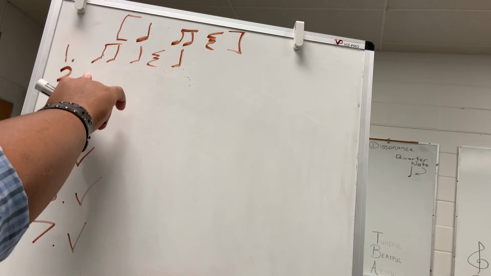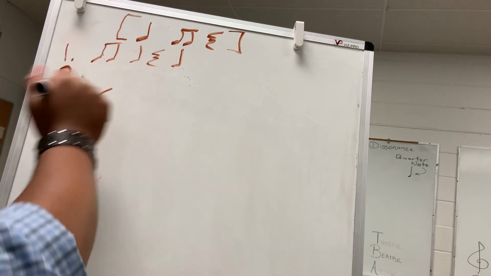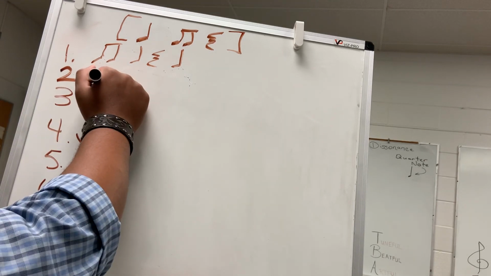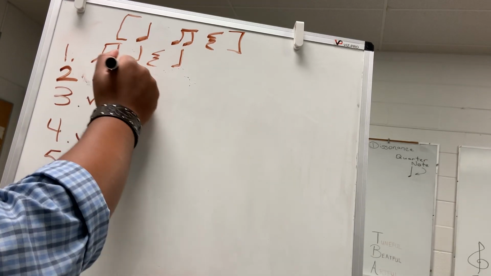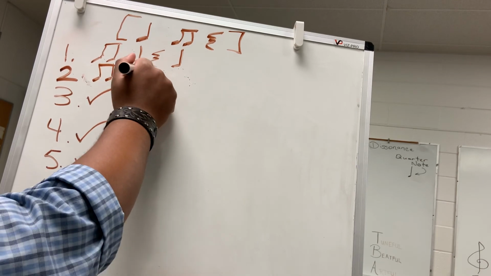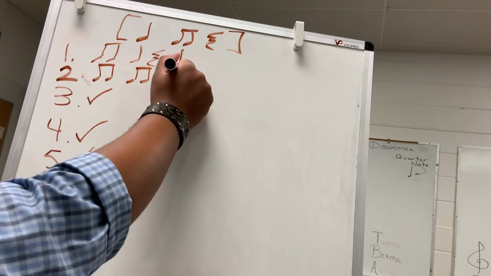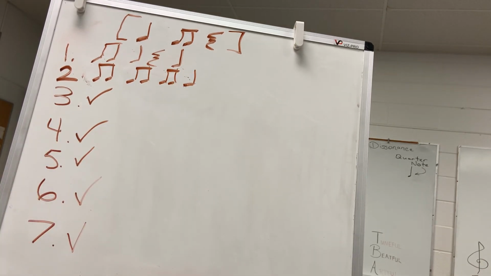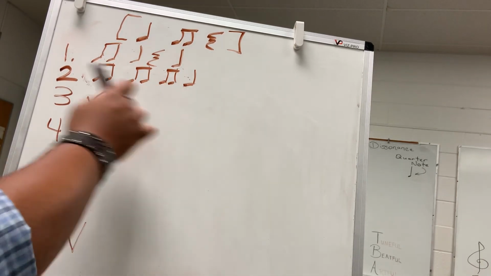Number two is this. I said do, day, do, day, do, day, do. So beat one is a pair of eighth notes. Beat two is a pair of eighth notes. Beat three is a pair of eighth notes. Beat four is a quarter note. Do, day, do, day, do, day, do.